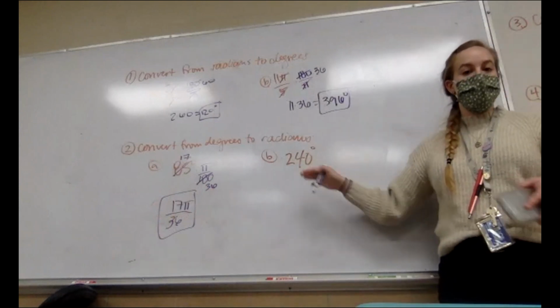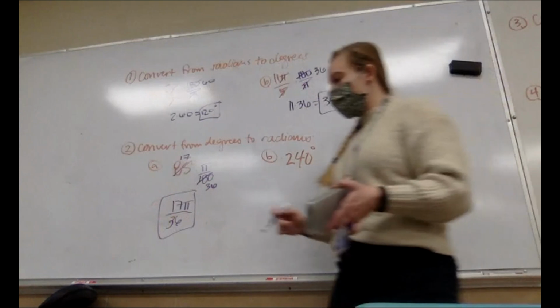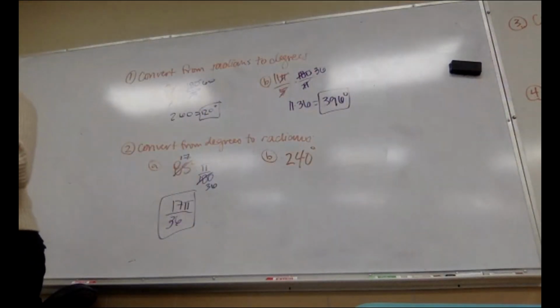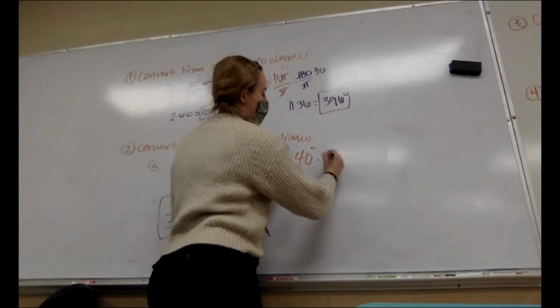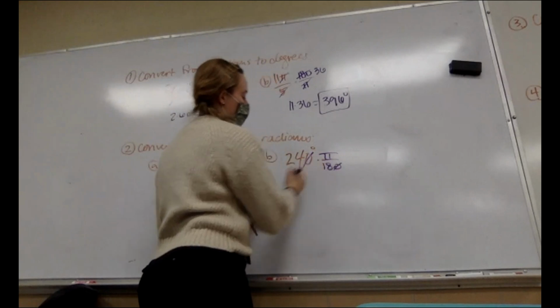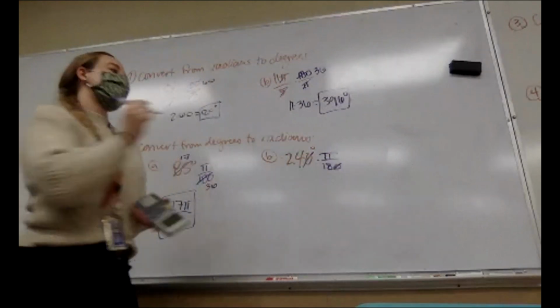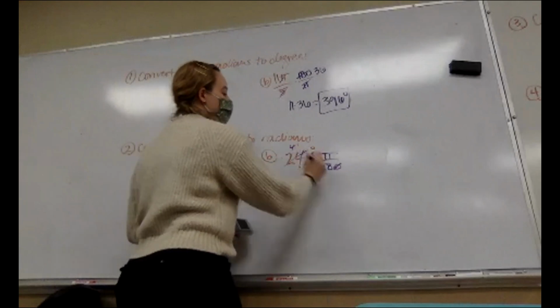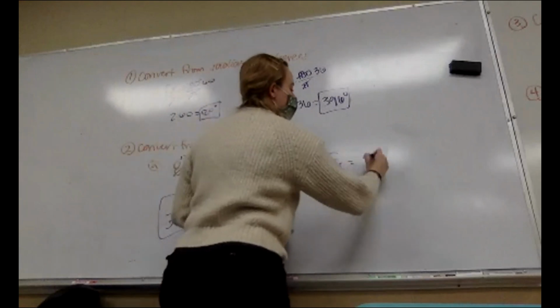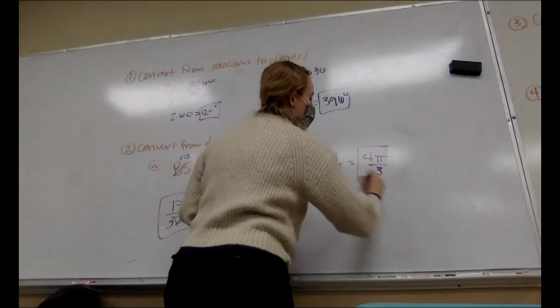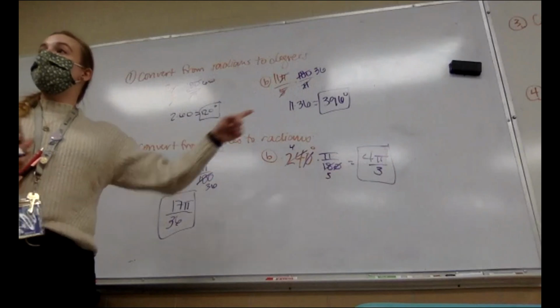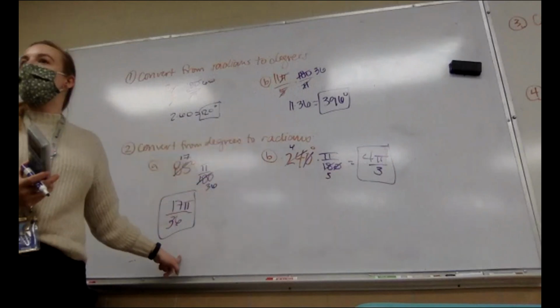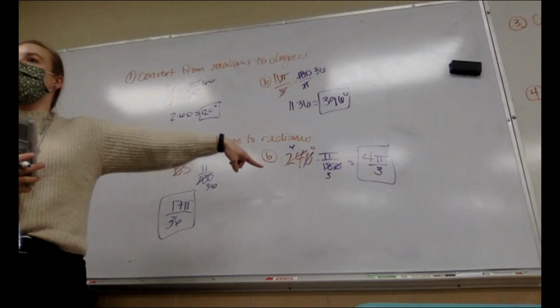Try the next one. Same thing. Times pi over 180, simplify. They both have 6, so that becomes 4 and 3. 4 pi over 3. I know that's a fraction too, but I'm going to argue that's a nicer fraction than this one, and you'll see in the next few days why we like that one better.